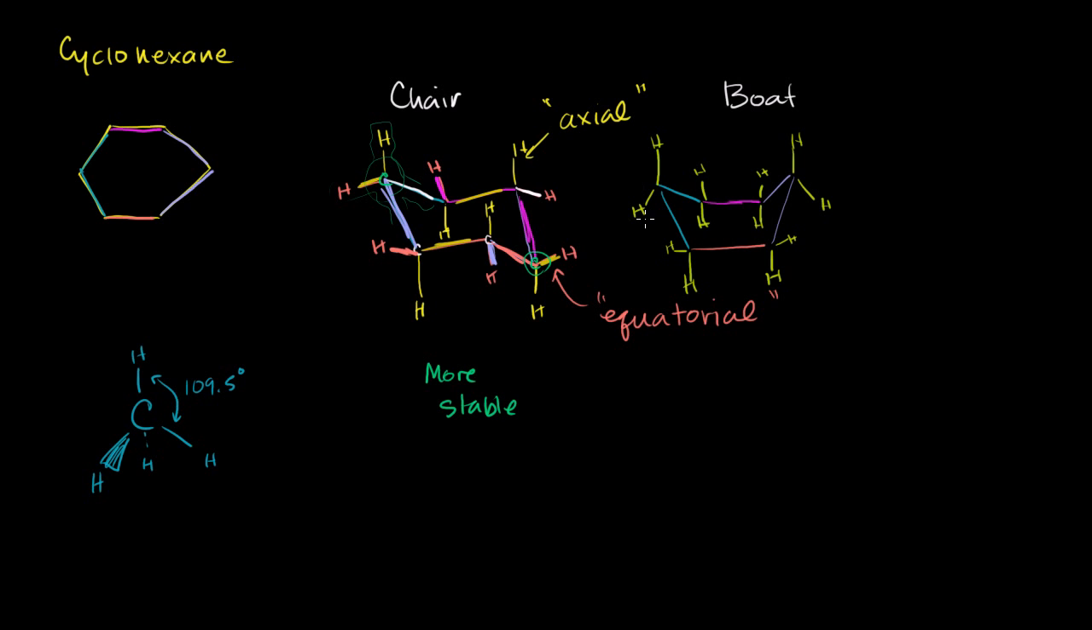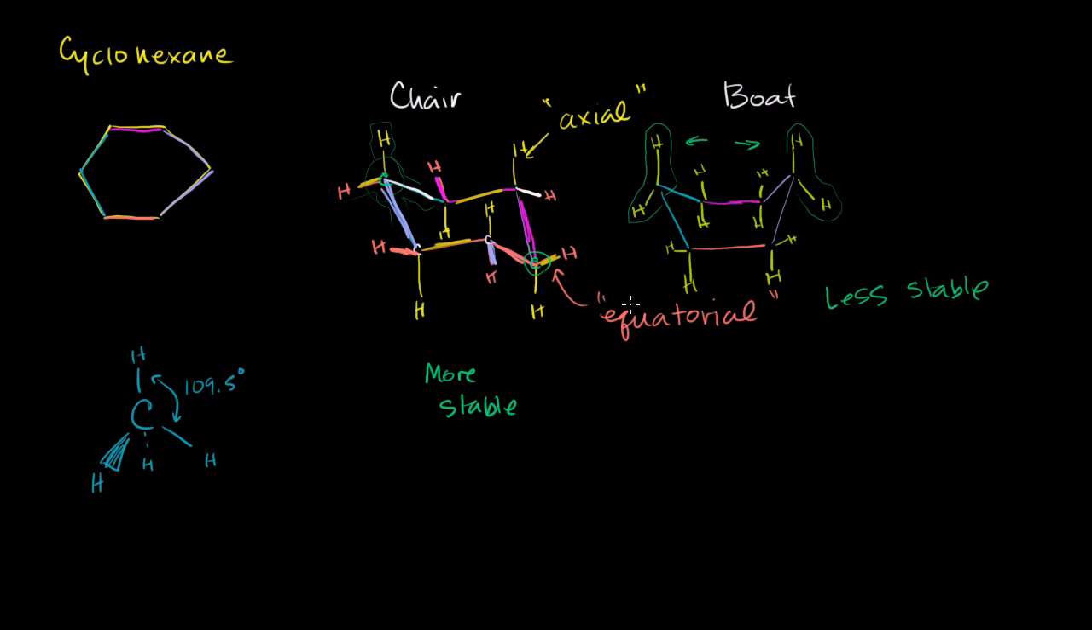In the boat configuration, this CH2 up here is much closer to this CH2. I mean, that's really the main difference between the two. And they want to get away from each other. They want to repel each other. So this one will have higher potential energy, or it will be less stable. Less stable.